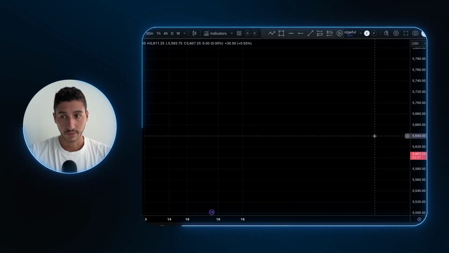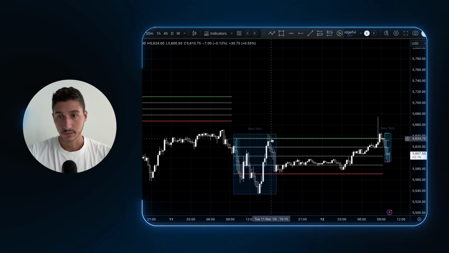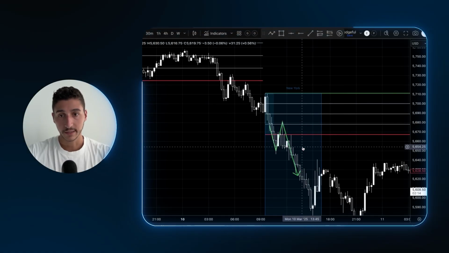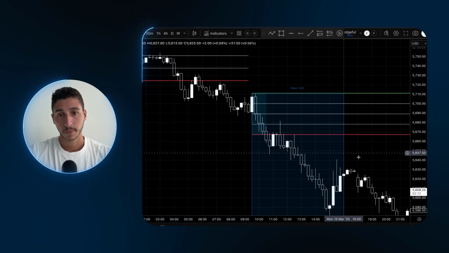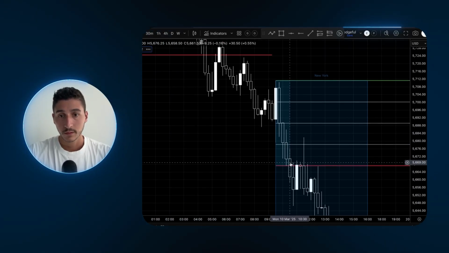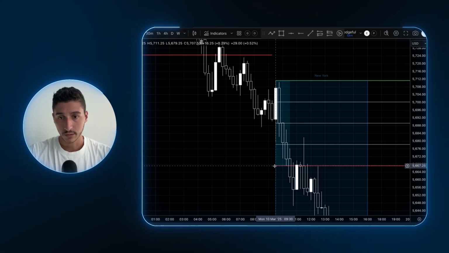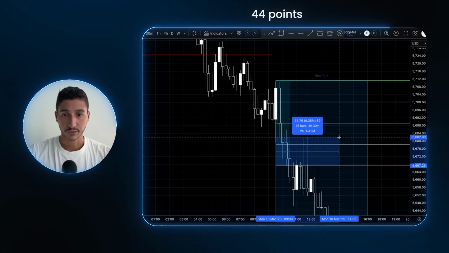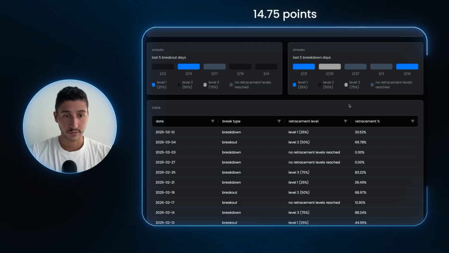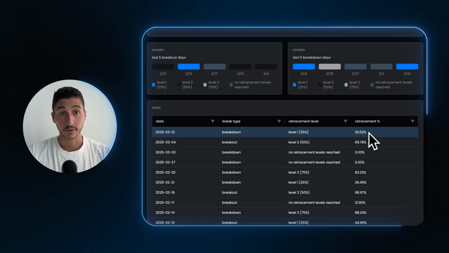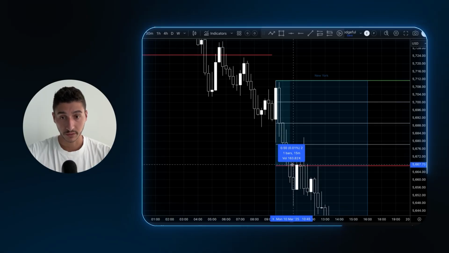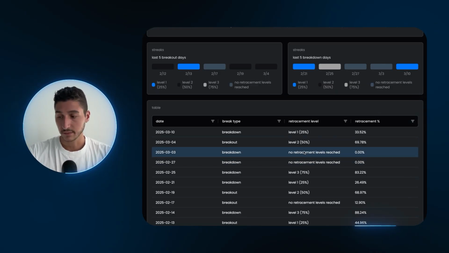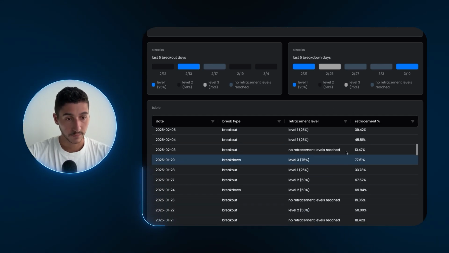So very quickly, you can see that on this day here, the initial bounce range was 44 points, and then price retraced 14.75 points, which is roughly 33% from the low. So from the low upwards. So that's one thing just to mention. You can filter and sort this table.